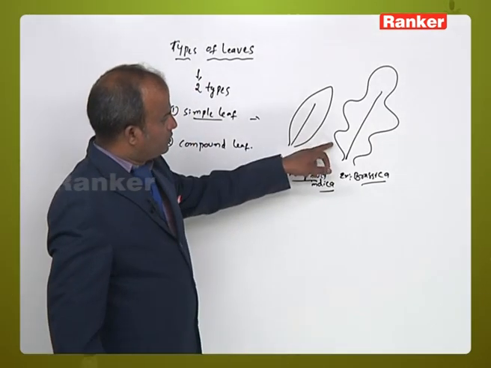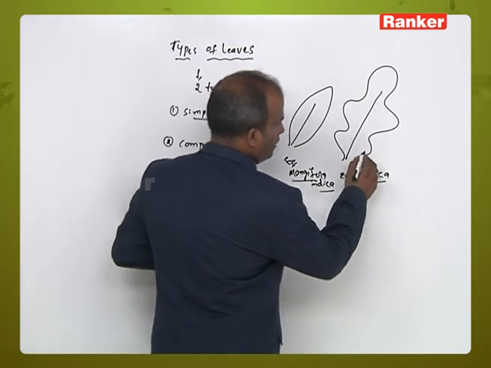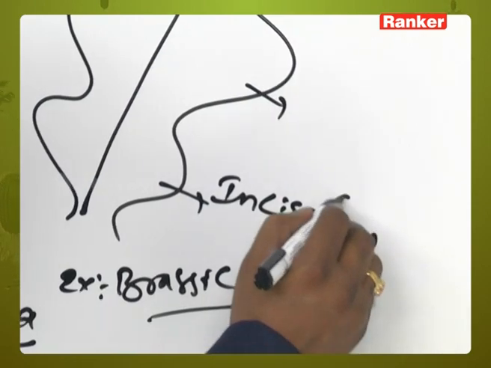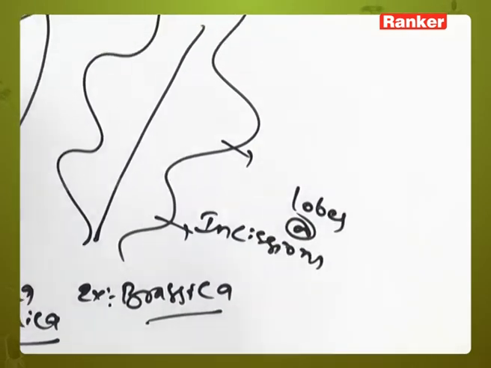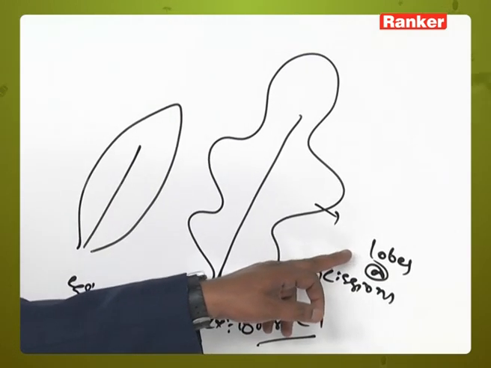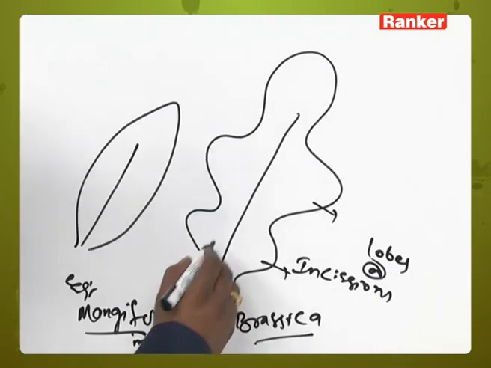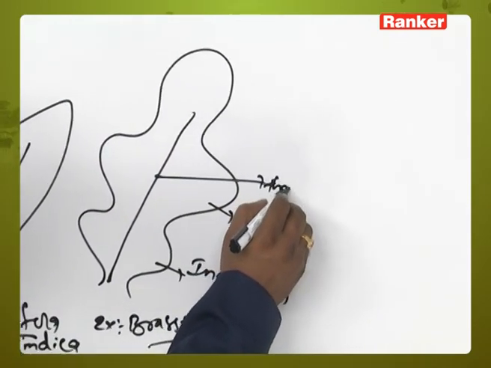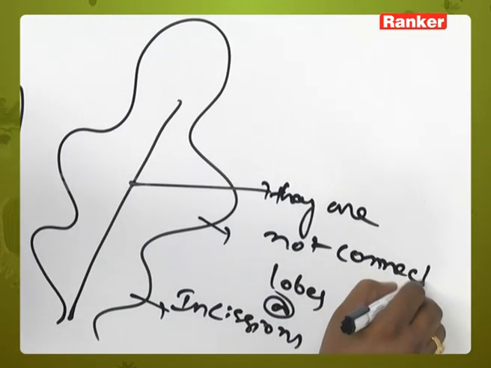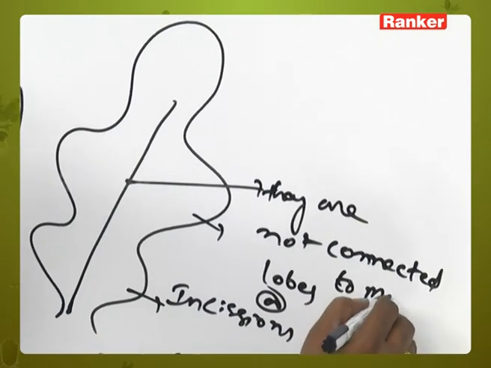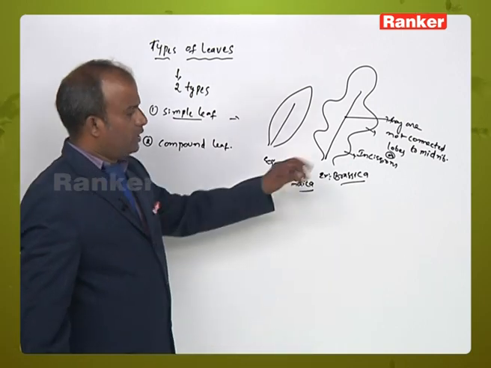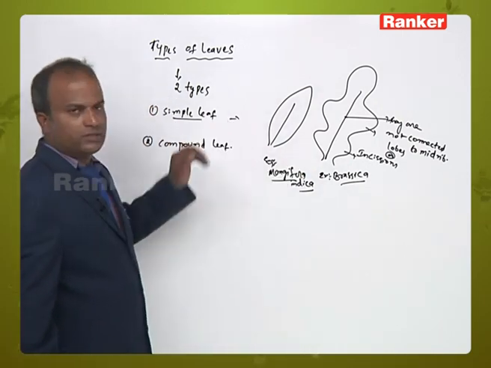In this leaf, it shows incisions. These are nothing but incisions, or they are also called lobes. These incisions or lobes are not connected to the midrib. So this type of leaf can also be called a simple leaf. This is about the simple leaf.